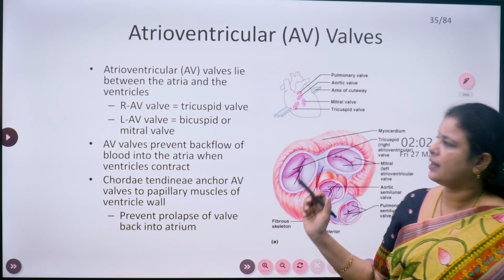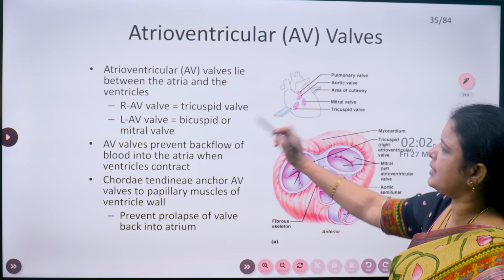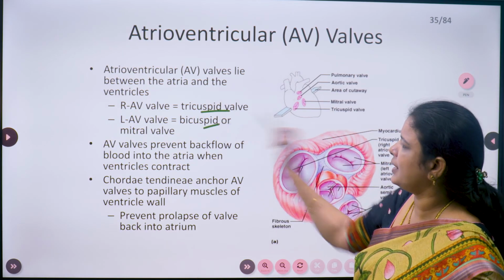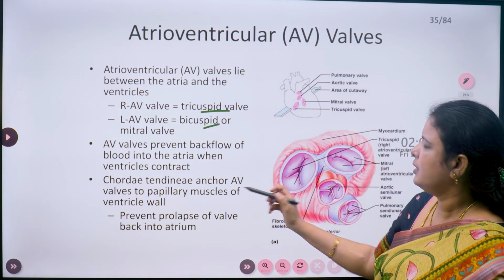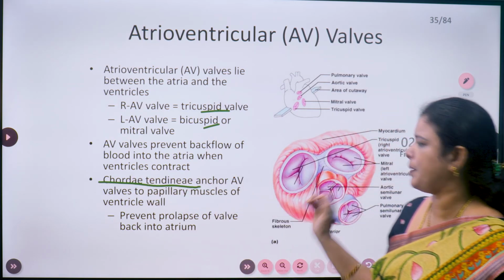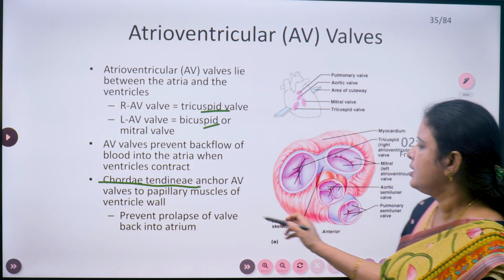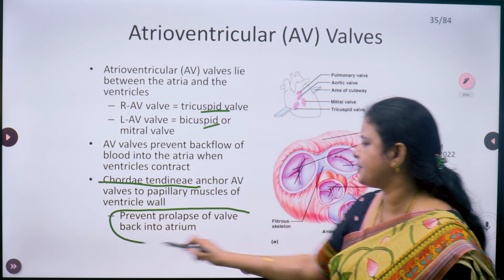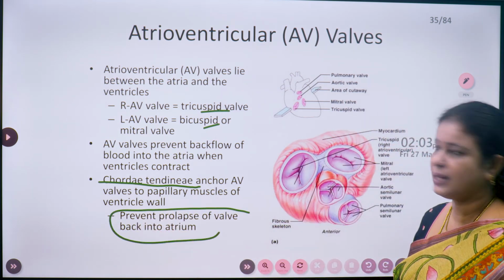So atrioventricular valves lie between the atria and ventricles: the tricuspid and bicuspid valves. Here chordae tendineae anchor the AV valves to the papillary muscles of the ventricle. So they prevent prolapse of the valve back into the atrium.